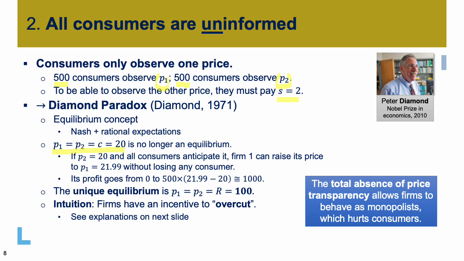Okay. Now, based on that, we can see, first of all, that the previous equilibrium, where prices were equal to marginal cost, is no longer an equilibrium. Well, suppose that firm 2 sets a price equal to 20. And now take the point of view of firm 1.